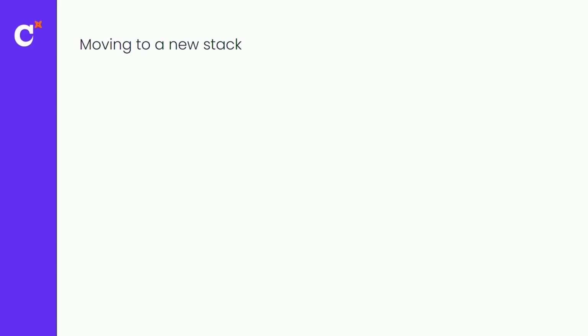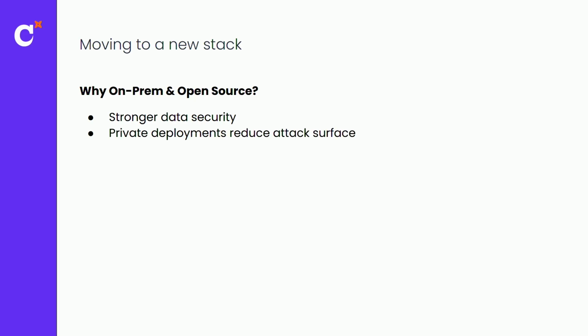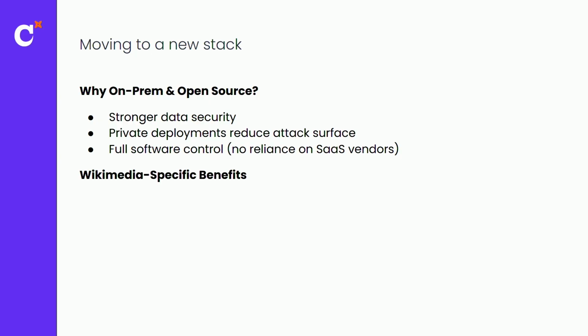We also had non-functional requirements, which I will now touch on. So we designed the new platform to be entirely open source and on-prem, primarily to ensure data security. Hosting on-prem allows us to deploy privately, reducing our cybersecurity attack surface. Open source gives us full control of the software, so we don't need to rely on SaaS vendors for data protection.